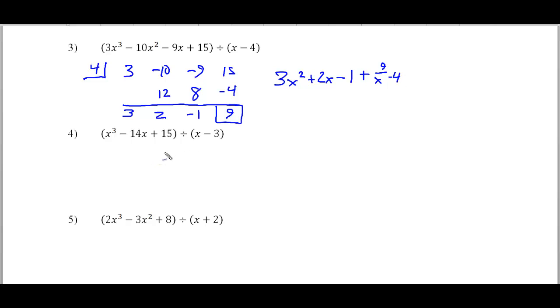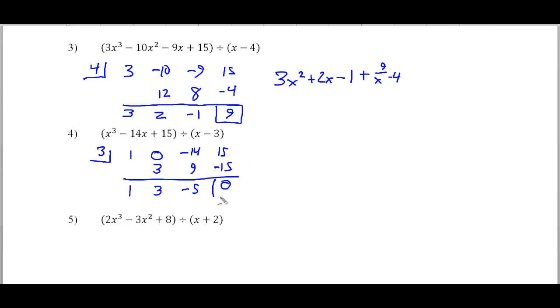In problem 4, let's give this a try. The number we're going to pull out here, this is x minus 3, is going to be a positive 3. Notice this is x cubed, so that's 1. We have no x squared here, so we need a placeholder, just like we did in the long division problems. When we had a missing x, we would put a placeholder in there. So now we're going to do our division. Drop the 1. 1 times 3 is 3. 0 plus 3 is 3. 3 times 3 is 9. Negative 14 and 9 make negative 5. Oh, check this out. 3 times negative 5 is negative 15.